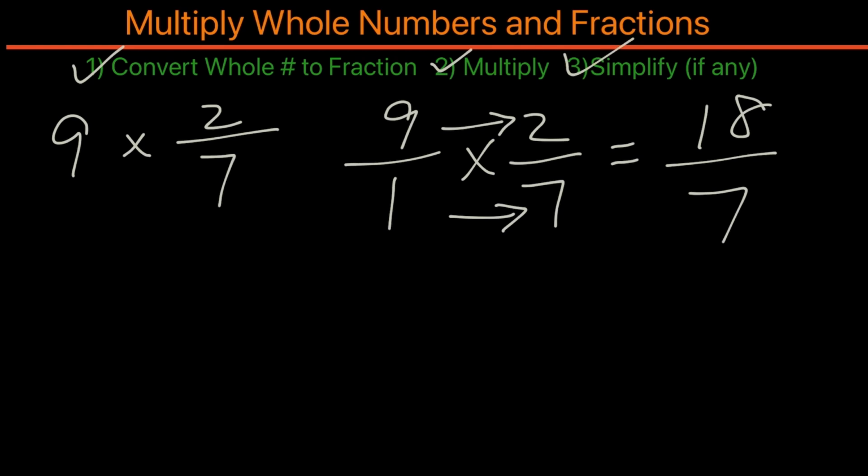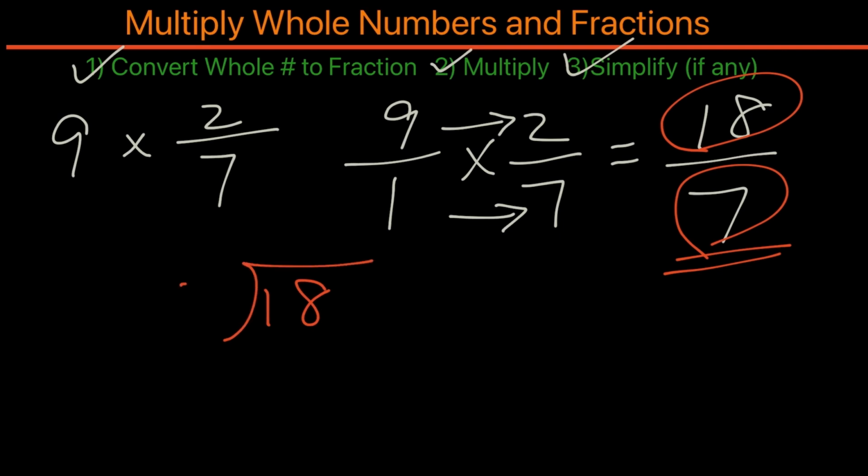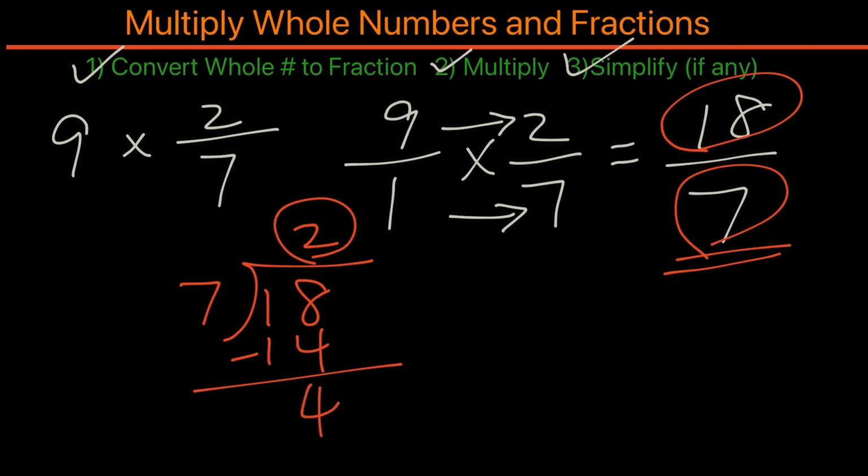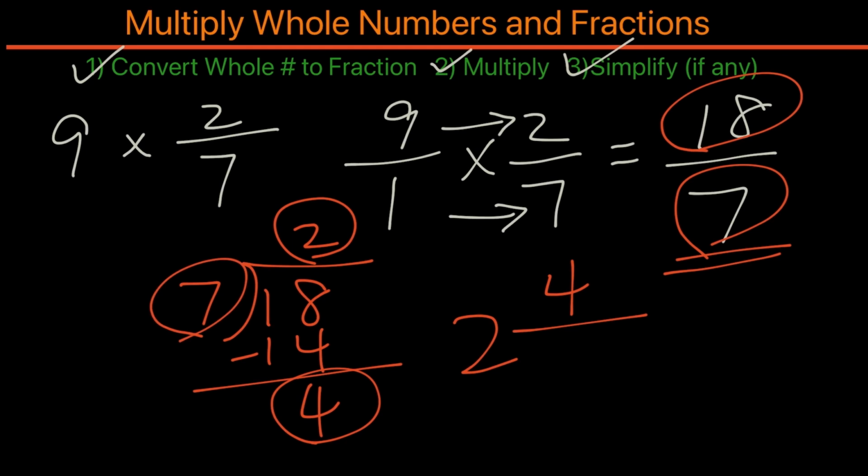Again, this is also an improper fraction, as 18 is greater than 7. So we'll take 18 divided by 7. This is 2. 14. 18 minus 14 is 4. So then we have 2 as a whole. Numerator is 4 from the remainder and 7 from the divisor. And 2 and 4/7 will be your answer.